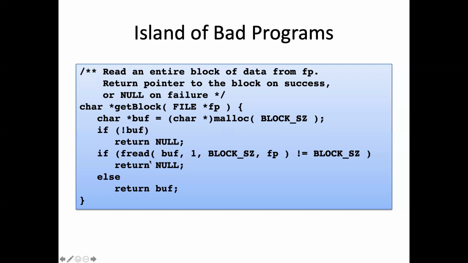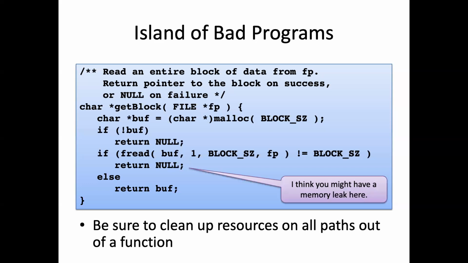I try to read a block of data. This is that fread call that you've already seen. It's for reading however many bytes of data you want from the file into this block. If I successfully read that much data, I return the block. Otherwise, I return null. What's wrong with this function? Well, there's a path through it that involves a memory leak. If we couldn't malloc enough space to hold the block of data, we return null.